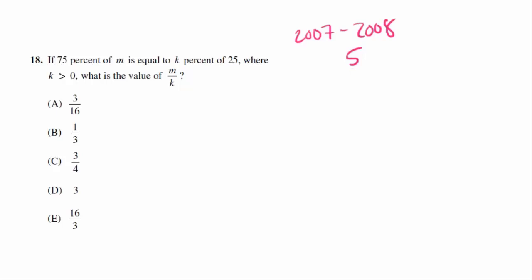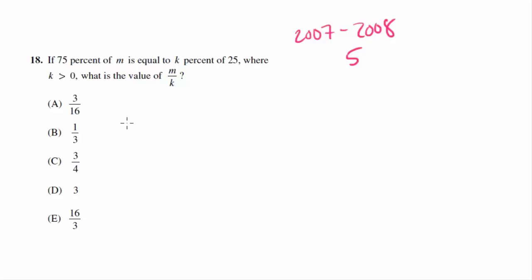If 75% of m is equal to k percent of 25, where k is greater than 0, what is the value of m over k? In theory, I suppose we could try plugging in values here. So m would be 3 and k would be 16, and then you would do the math there. So you can plug in, but I'm going to, again, translate them into equations.